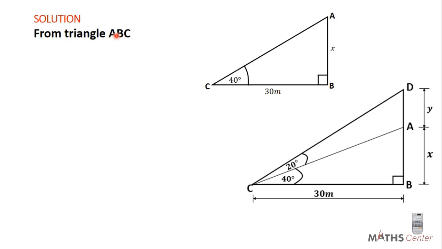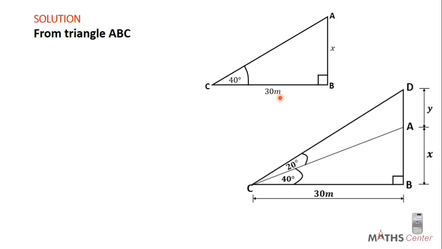So from triangle ABC, we can see that the angle here is 40 degrees as we have here. The length BC is 30 meters as we have here, and the length AB is x. Considering this triangle, we can see that x is opposite to 40 degrees and 30 meters is adjacent to 40 degrees. So we have the acute angle here, which is 40 degrees. We have x as opposite to it, and we have 30 meters as adjacent to it.